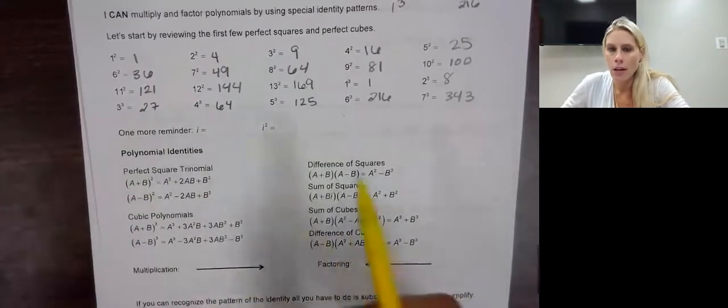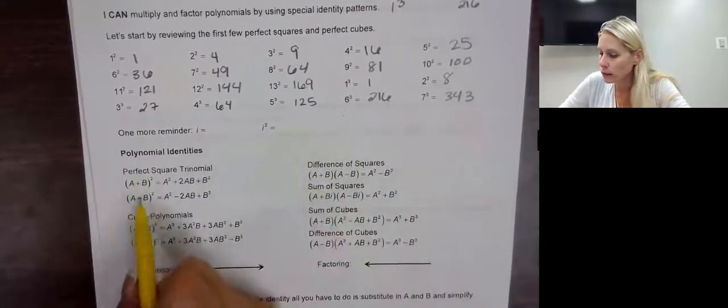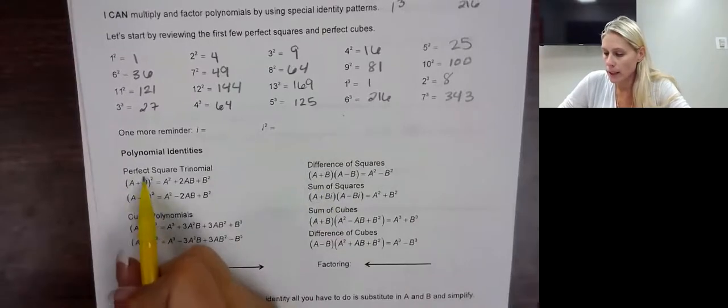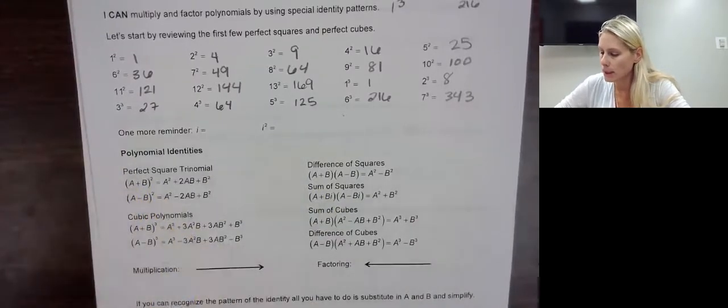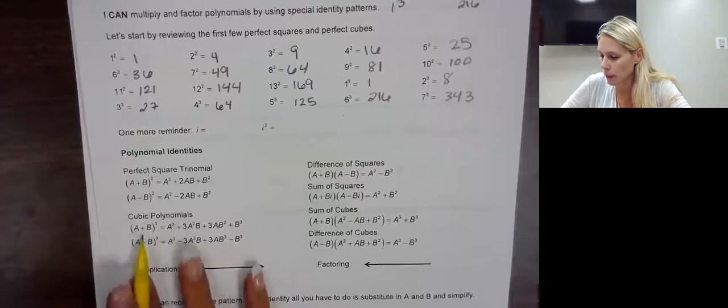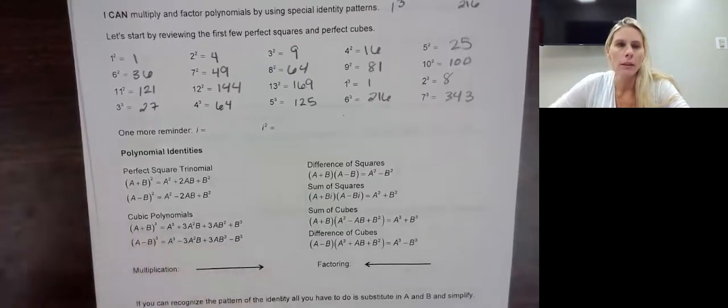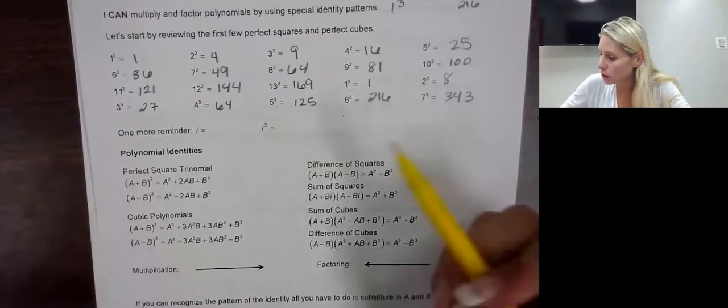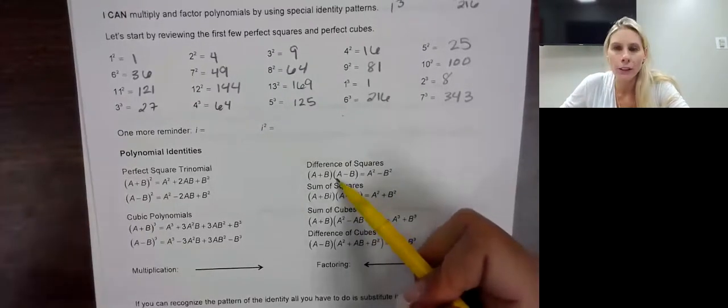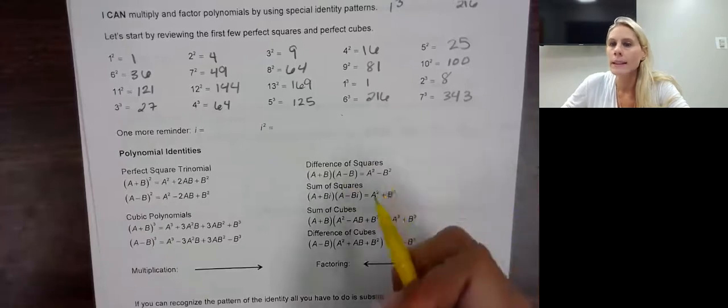So here are our perfect square trinomials. We're squaring the a plus b or the a minus b. And here's our cubic. We're cubing the a plus b or the a minus b. Here, this should look familiar. This is the difference of squares. This is the sum of squares.